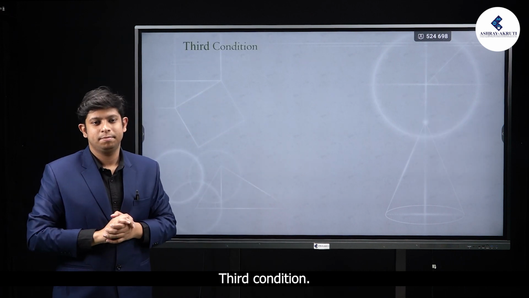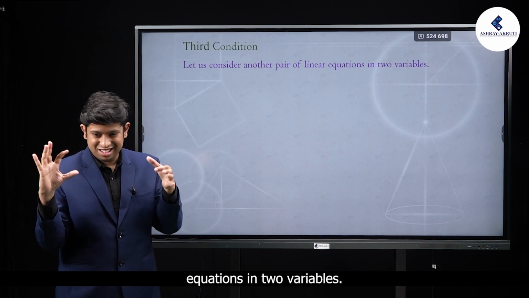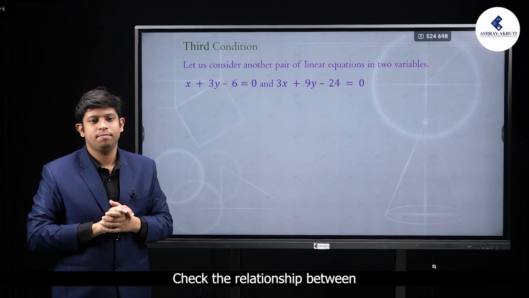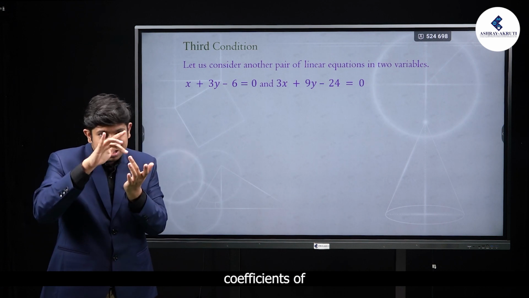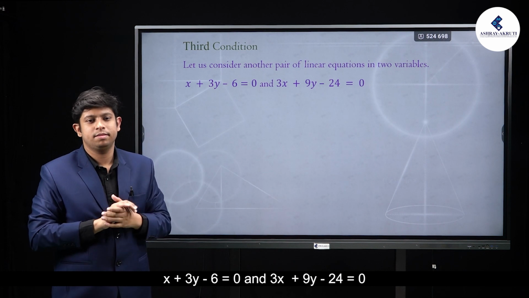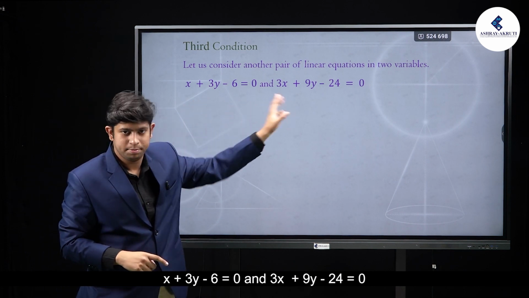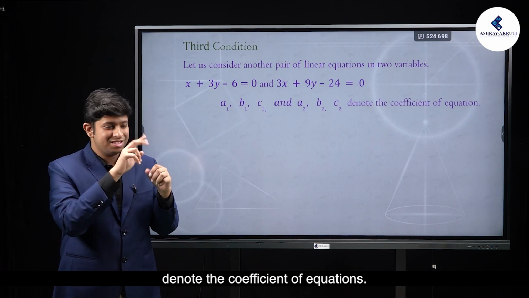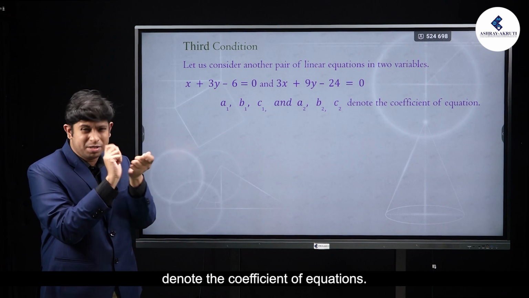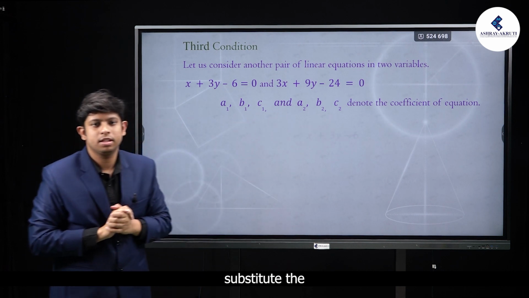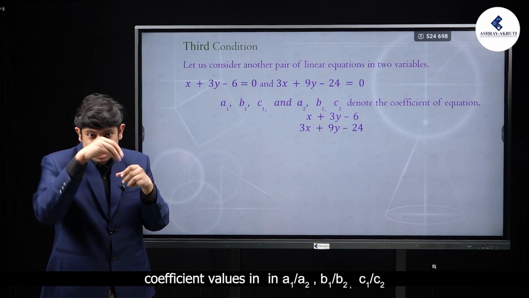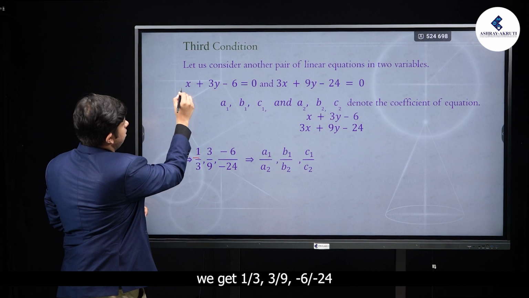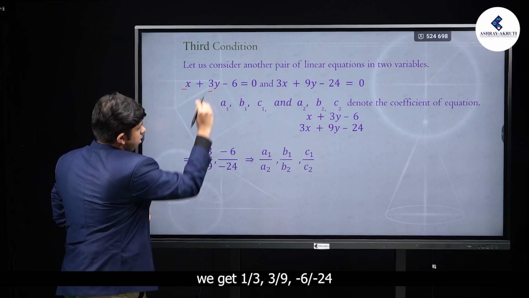Third condition. Let us consider another pair of linear equations in two variables. Check the relationship between coefficients of x plus 3y minus 6 equal to 0 and 3x plus 9y minus 24 equal to 0. a1, b1, c1 and a2, b2, c2 denote the coefficients of the equations. Substitute the coefficient values in a1 by a2, b1 by b2 and c1 by c2. We get 1 by 3, 3 by 9, minus 6 by minus 24.